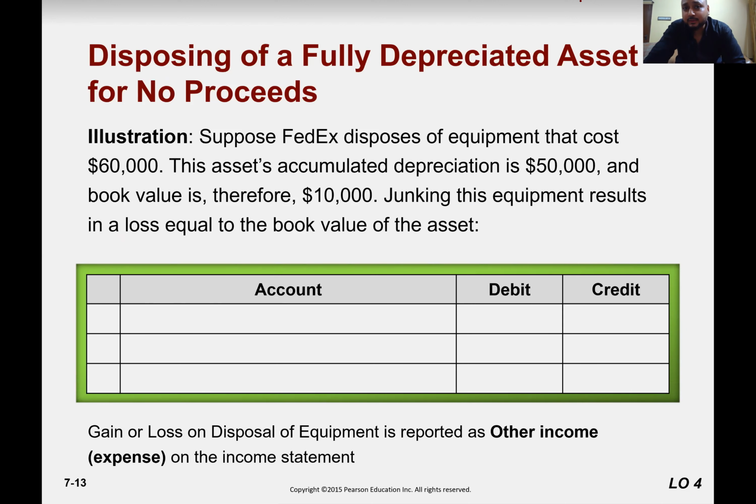Disposing an asset which is not fully depreciated means it still has book value, and now this asset is of no use. Now we are throwing this asset away or selling it. So how is the entry going to be recorded?